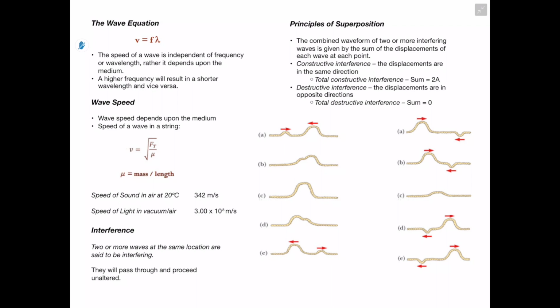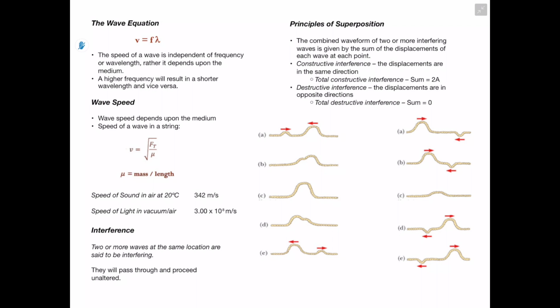So like we said before, the wave speed is going to depend upon the medium. So for a string, the wave in a string is going to have an equation equal to this. Velocity will be equal to the square root of our tension force over mu, and mu is going to be equal to our mass over our length.